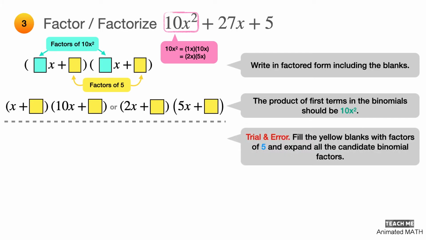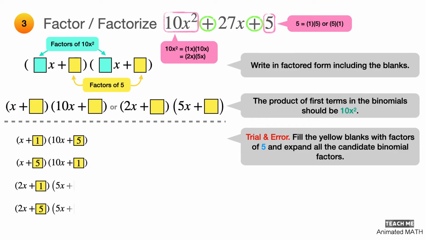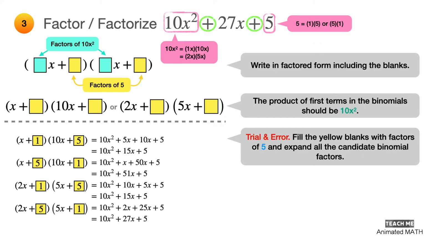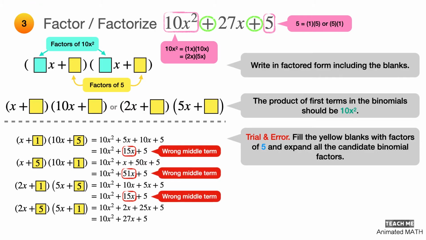The next step is trial and error. Since both the middle term and the last term are positive, it means that the factors of 5 must be positive. Fill in the yellow blanks with factors of 5 and perform polynomial multiplication on each pair. Let's compare the middle terms of each candidate factors. For the first candidate factors, it is 15x. For the second, it is 51x. For the third, it is 15x. All of which are not equal to 27x, which means that all of these candidates are eliminated.